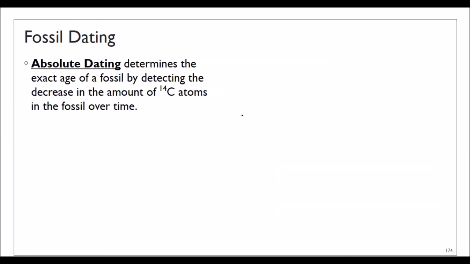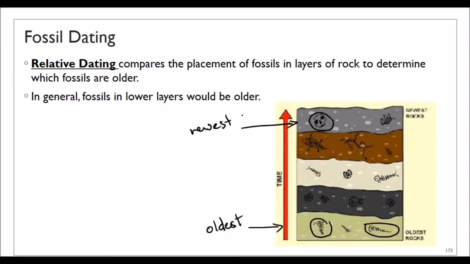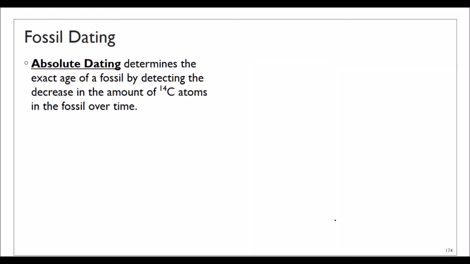The second type of fossil dating is called absolute dating. The difference between relative dating and absolute dating is, if you go back to relative dating, it allows you to compare. So if I have two fossils in the same rock, I can tell which one is older, but I cannot find the actual age of the fossil using relative dating. If you want to know exactly how old the fossil is, like is it 50,000 years ago or 500 years ago or what, you need to use absolute dating.